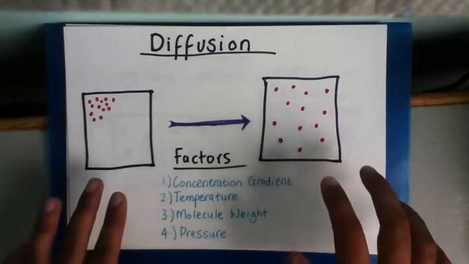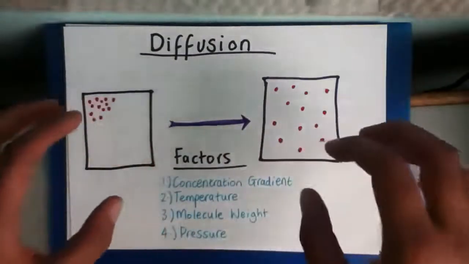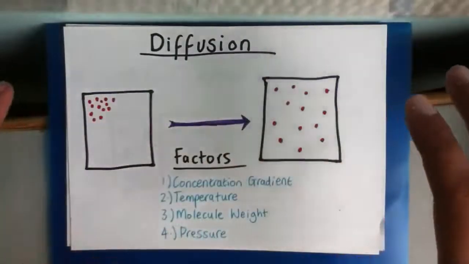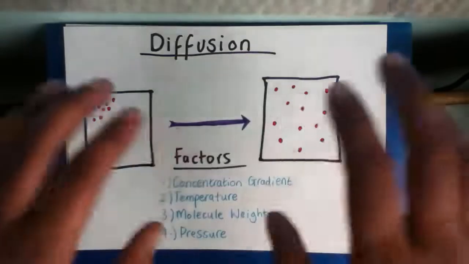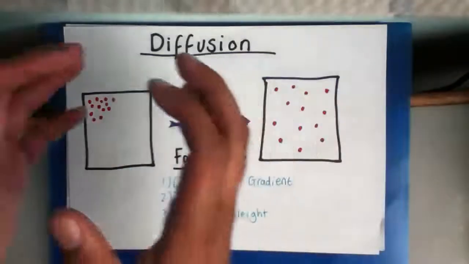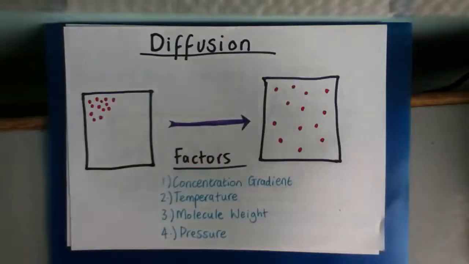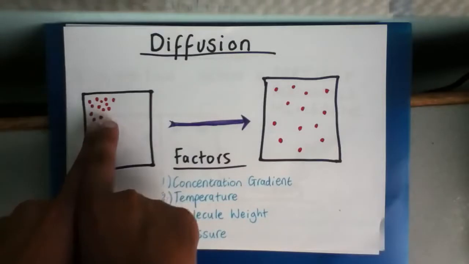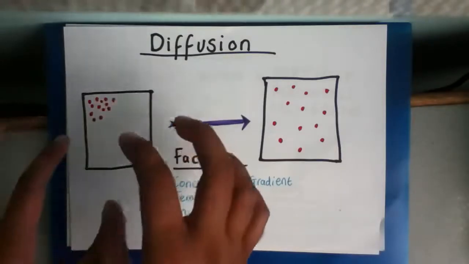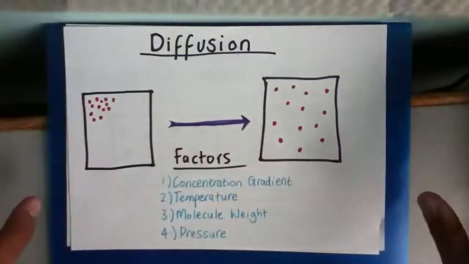Now when this happens, the molecules within the container are more stable, so it's more energetically beneficial for the molecules to be spread out rather than to be closely compact in one corner. This is the basics of diffusion, the ability of these molecules to move from a high concentration to a low concentration and spread out.